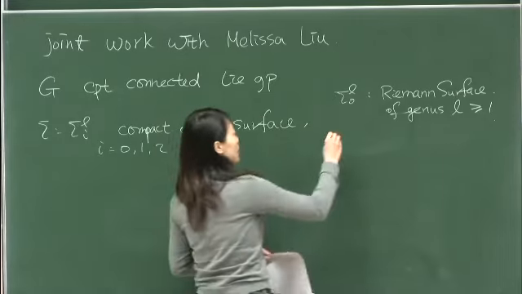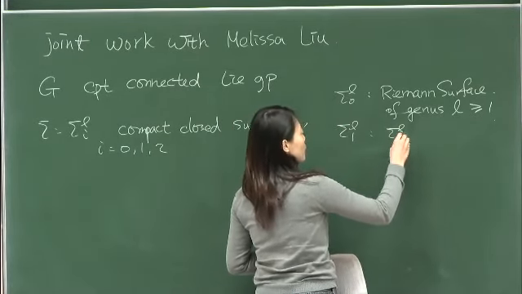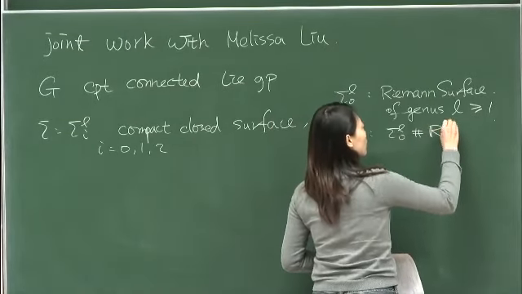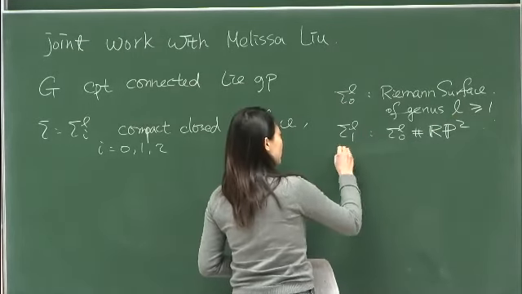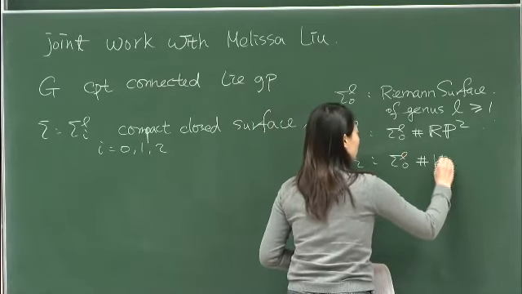sphere. And if it's sigma L 1, then it is the connected sum of a Riemann surface with an RP2. And if it's sigma L 2, then it is the connected sum with a Klein bottle.